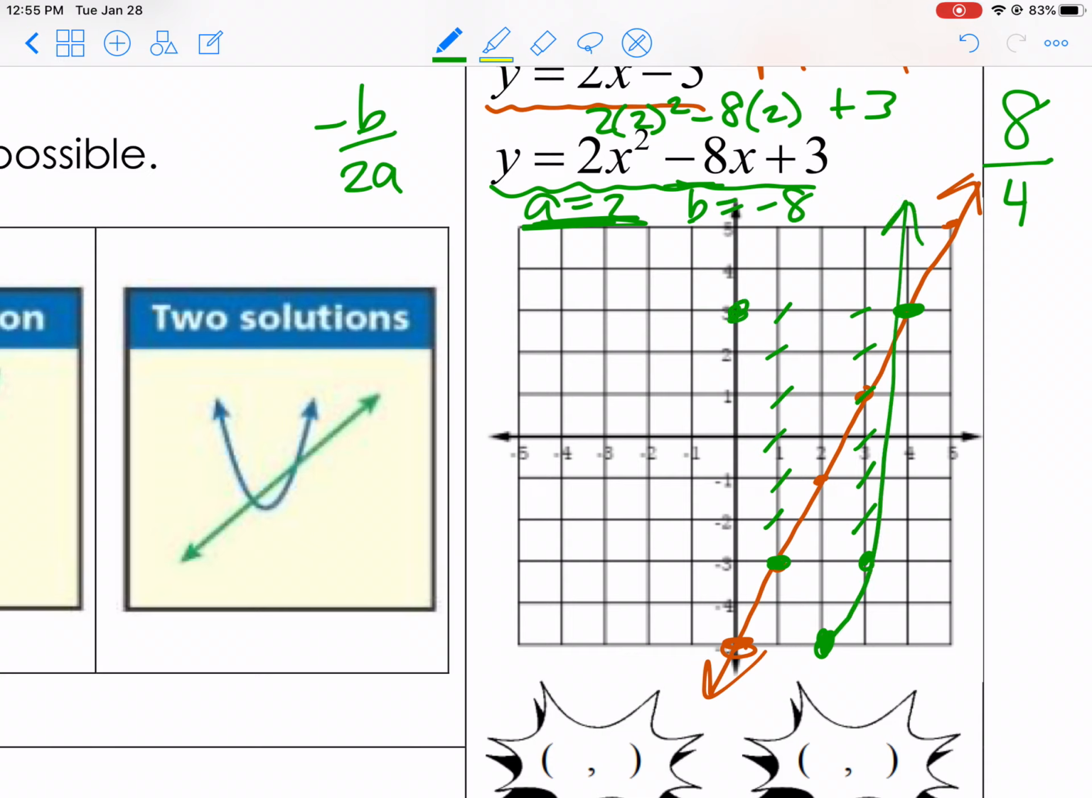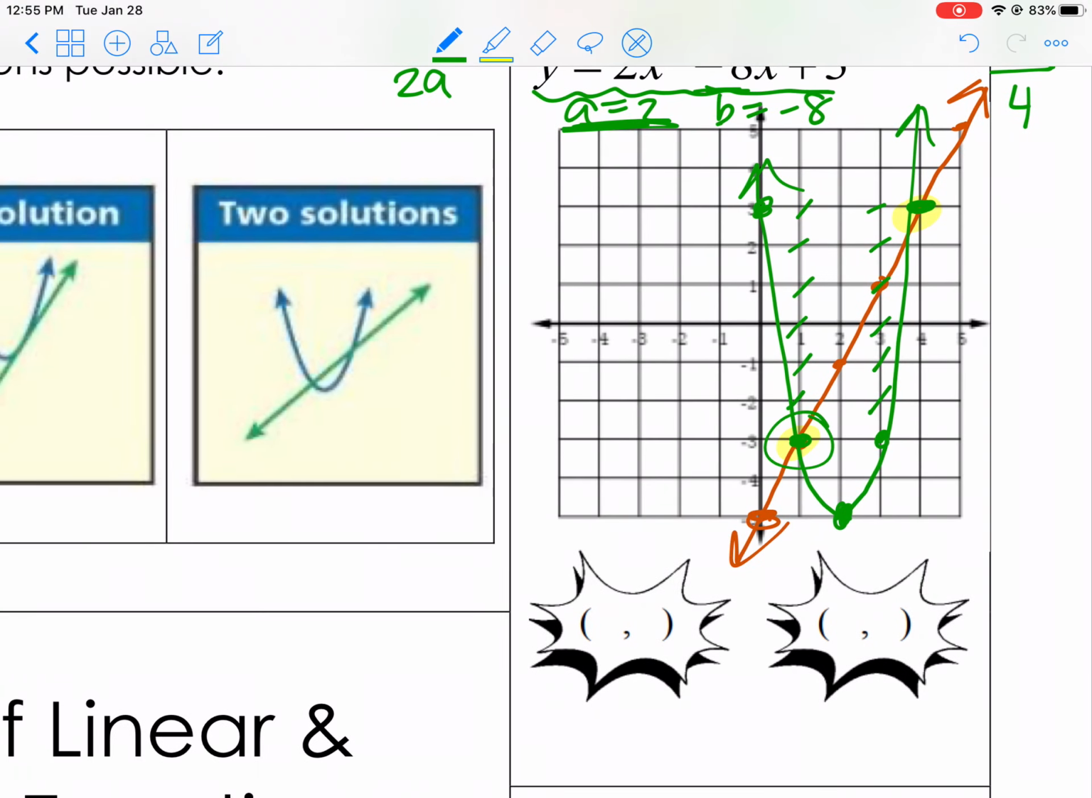Okay. So, perfect. I'm graphing this, and we have 2 points of intersection. So to finish this off, we're just going to name those points. This one on the left is at (1, -3). And this one on the right is at (4, 3).